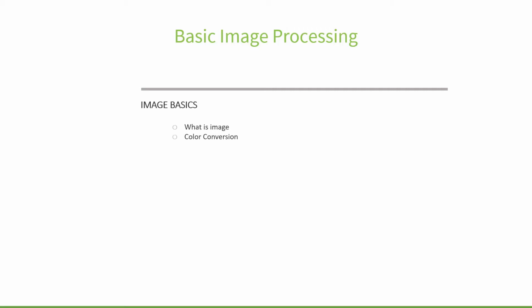Hi, hello all. In this video we learn about basic image processing, and in the first section we learn about image basics. What is an image, and how to convert the color from RGB to gray to binary. Then we learn how to change the brightness of the image and how to alter the contrast.